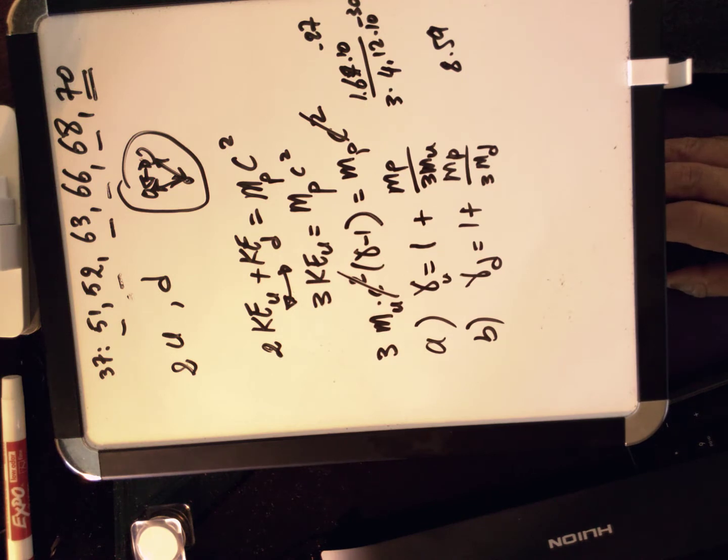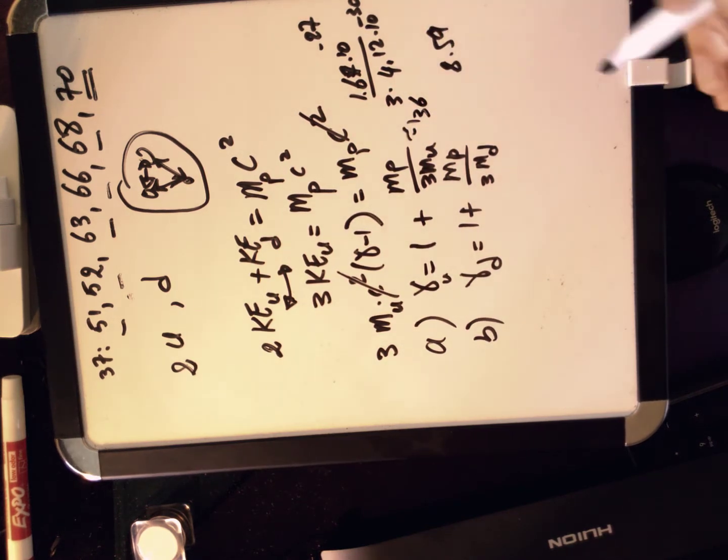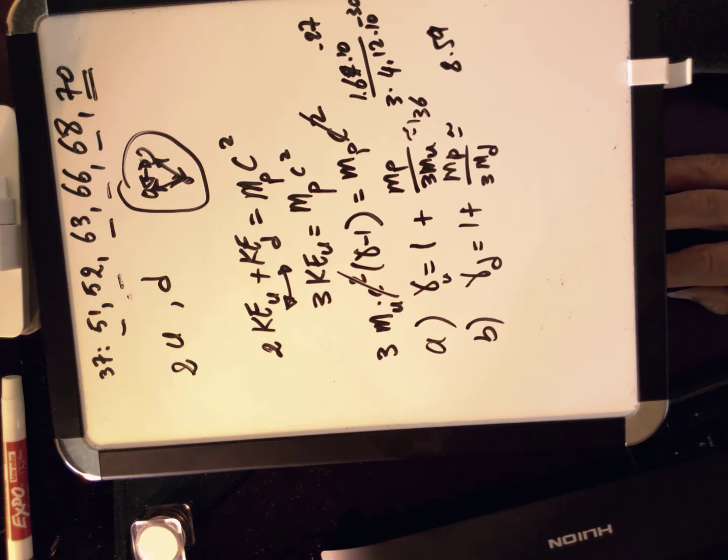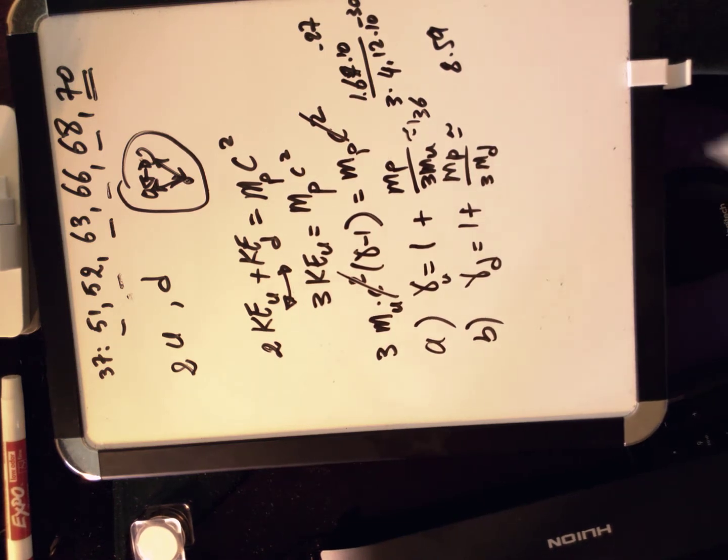Okay, gamma u. So I have 1.67 times 10 to the power 3 divided by 3 times this number. So it's going to be 135 plus 1, that's 136. So this is roughly 136. How about this one in here? Now we're going to find the speeds quickly from these expressions. The mass changes in here. So instead of 4.12, I actually have 8.59. So this is 64.8 plus 1, that's 65.